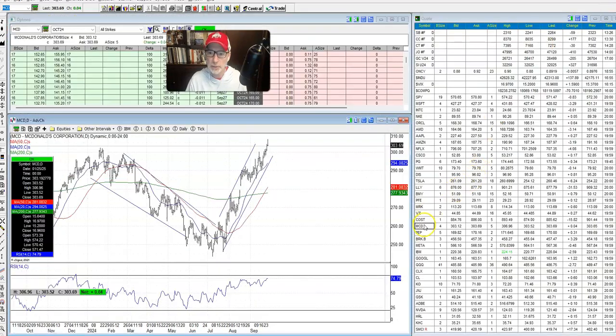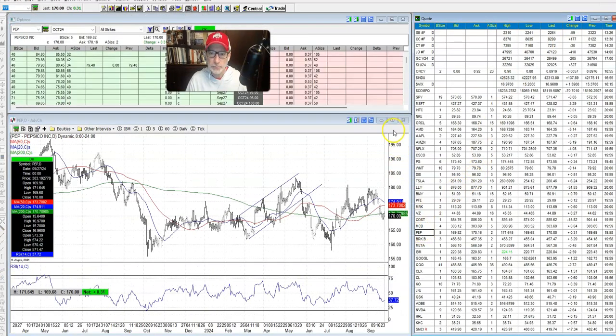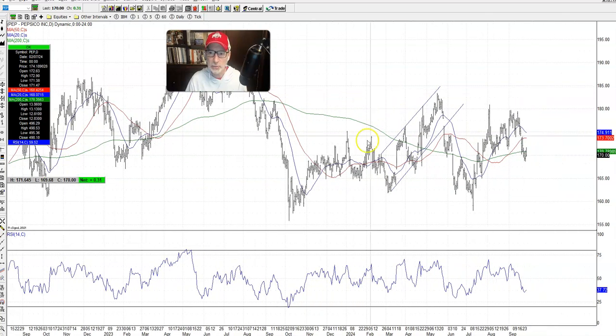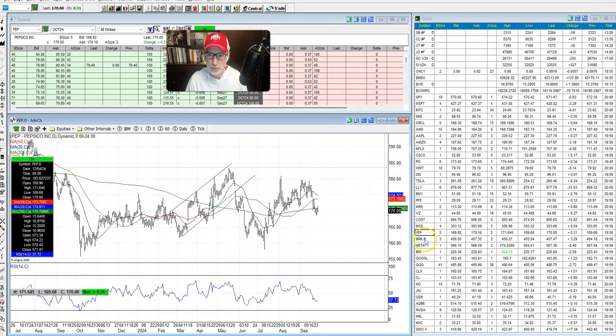What else we got here? Pepsi, just kind of stuck in a rut here. Just look at this sideways action. Nothing here, neither bearish nor bullish on Pepsi. Don't see anything good there.